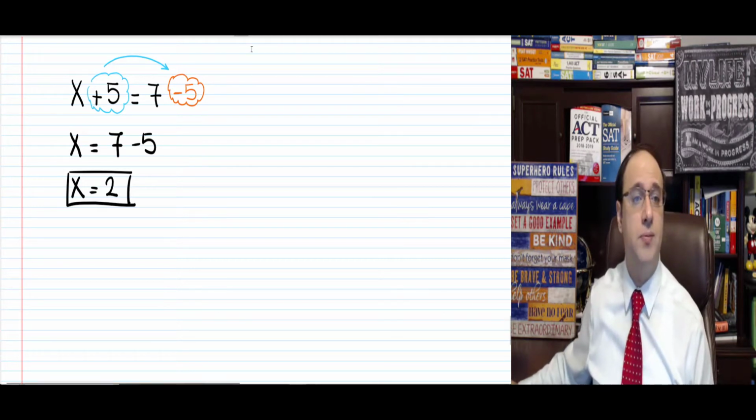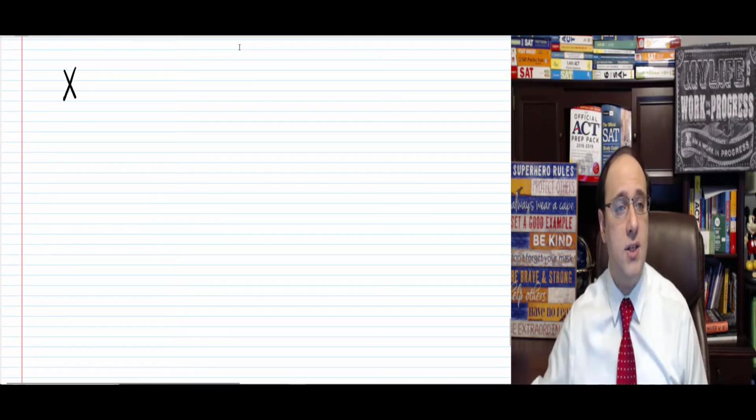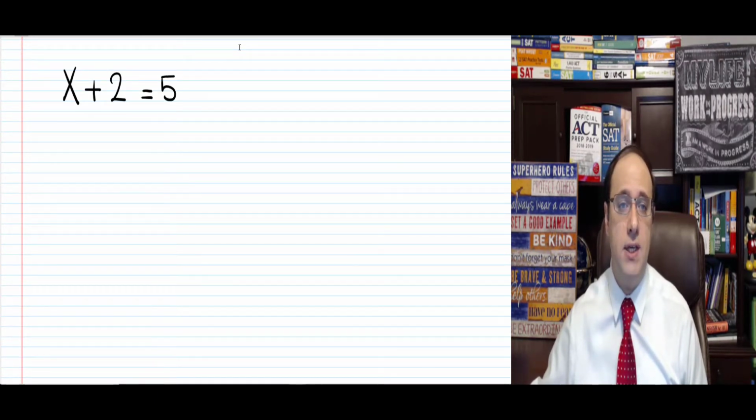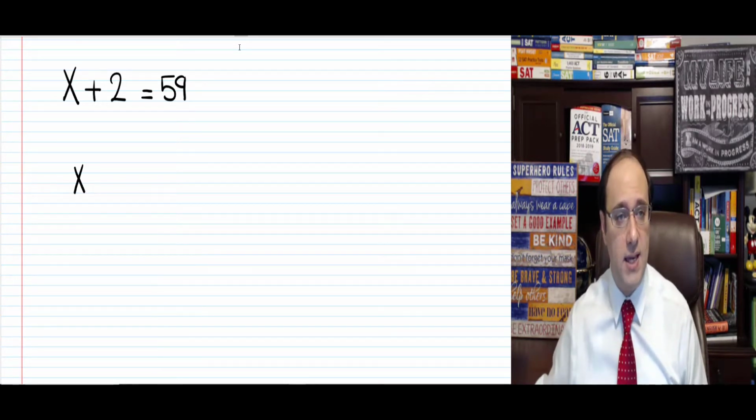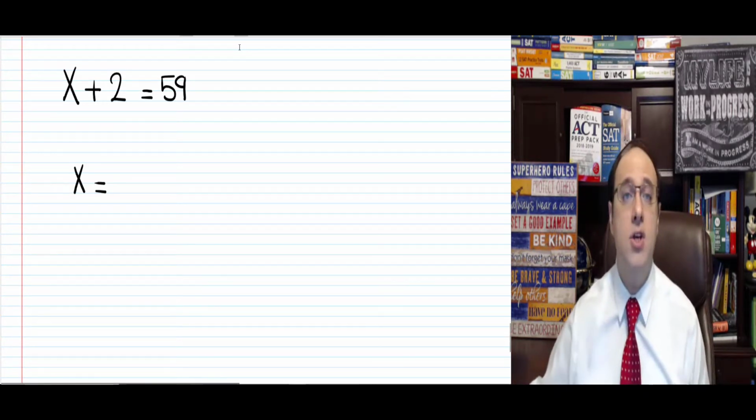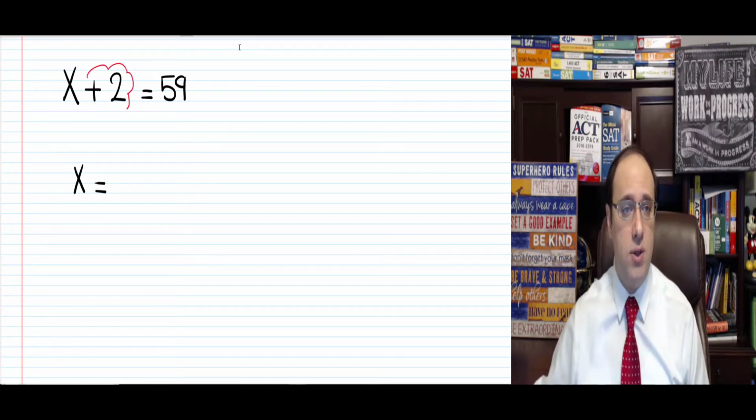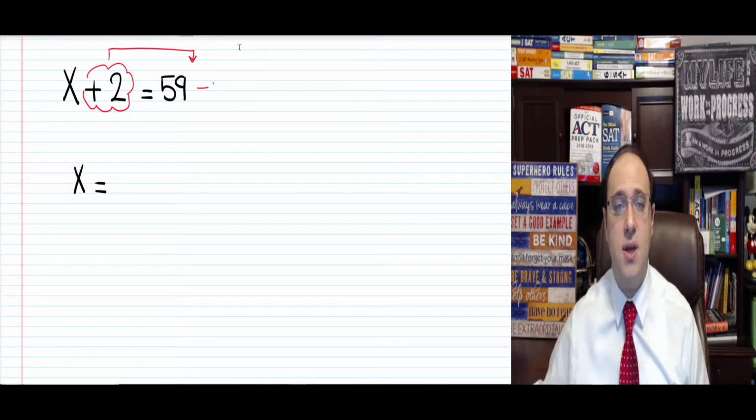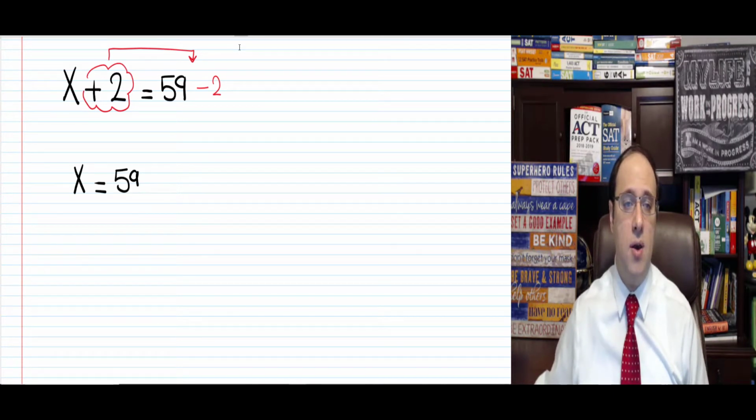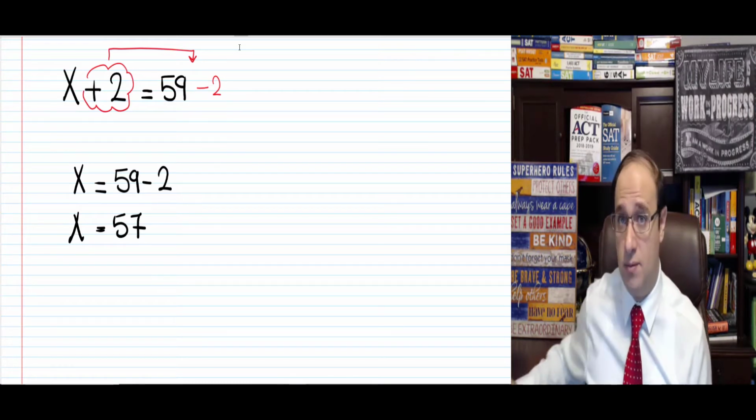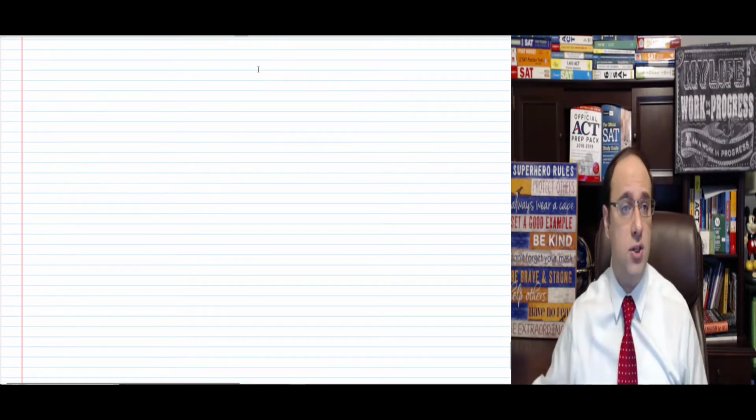Let's take another example. X plus 2 equals 59. X plus 2, we want our answer to be x by itself equals something. So we must get rid of anything next to the x. Since it's a plus 2, it moves to the other side as minus 2. So we can rewrite this as x equals 59 minus 2. So x equals 57.